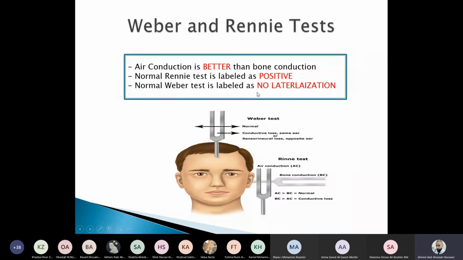And this is where it gets a little bit confusing, guys. So the normal Rinne test is labeled as positive. Okay, and this might confuse us a little bit because usually when we say the sign is positive, we mean that it's abnormal. But this is not the case in the Rinne test, because if we say it's negative, then it means that it's abnormal. So if we say it's positive, it means that air conduction is better than bone conduction, which is, of course, the normal case here. So do we know, guys, how do we comment on Weber and Rinne? So Weber, normal, no lateralization, and normal Rinne is positive.